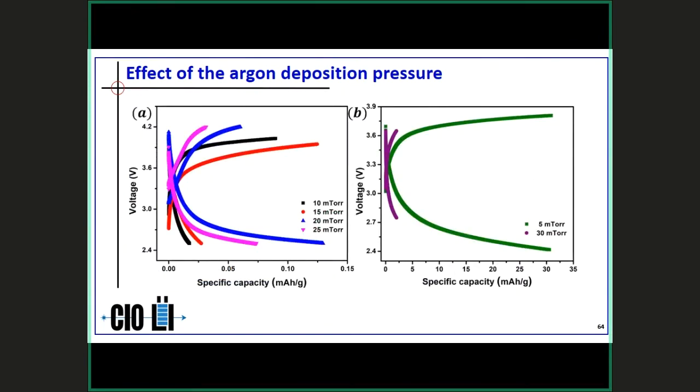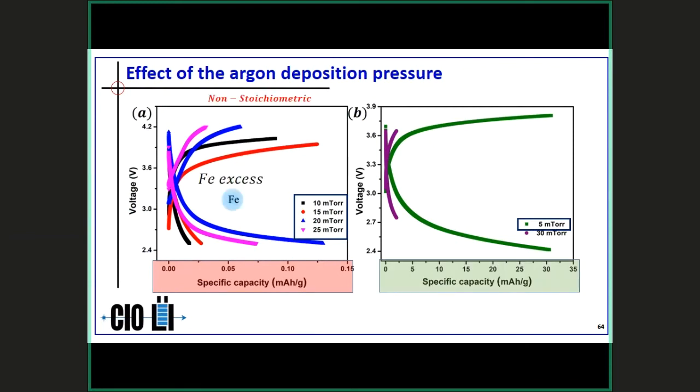So now, coming back to the charge-discharge curves, we know that the samples from 10 to 25 got a really small specific capacity. It is smaller than the one at 5 milliliter. Why? Because they were non-stoichiometric. They got an excess in iron and a deficiency in phosphor. In the case of the 5 milliliter, that was stoichiometric.